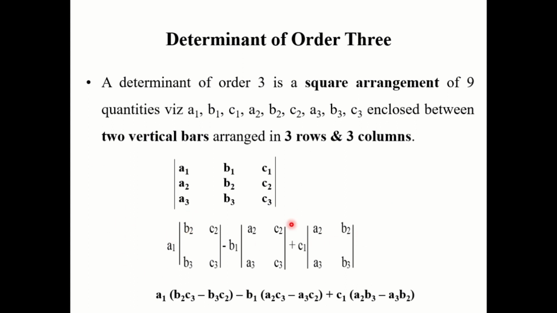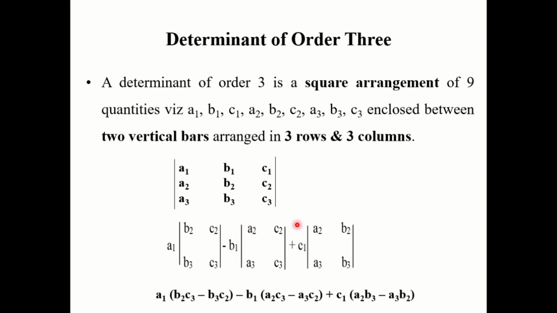Here I have expanded this determinant along the first row. Expansion of determinant along first row. Listen carefully. A1, B1, C1 is the first row. I find the value of the determinant by expanding the given determinant along the first row. Now the first element of first row, A1. We write down the determinant by eliminating this row and this column. What are the remaining elements? B2, C2, B3, C3.